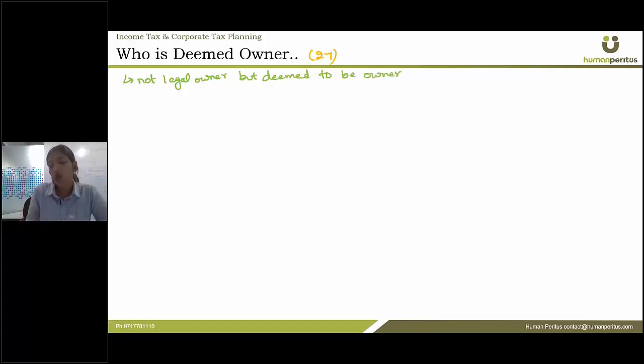Next is, who is a deemed owner? As I told you, the person can be the owner or a deemed owner. Deemed owner is covered under Section 27, where the definition is given. A deemed owner is a person who is not the legal owner but is deemed to be the owner. Even if the property is not under his name, he will be considered the owner of the property.